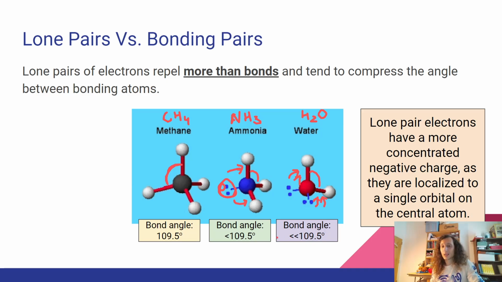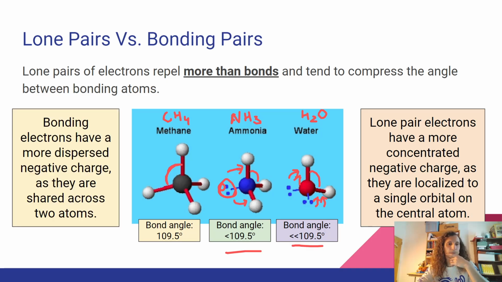You don't have to memorize a specific number for something like ammonia or H2O, but know that their bond angle will be less than 109.5, or notably less than 109.5, because there are more lone pairs on that central atom. So it's important to emphasize it's not important if there are lone pairs on the outer atoms, right? But just on that nitrogen in the middle or on that oxygen in the middle.